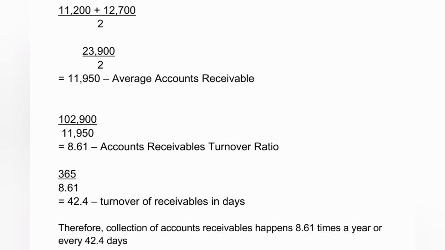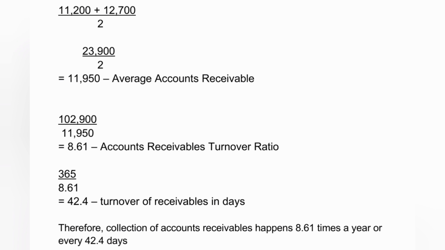Next, we're going to divide our net credit sales, which is 102,900, by 11,950, which is our average accounts receivable. The answer for that is 8.61. That is our accounts receivable turnover ratio.